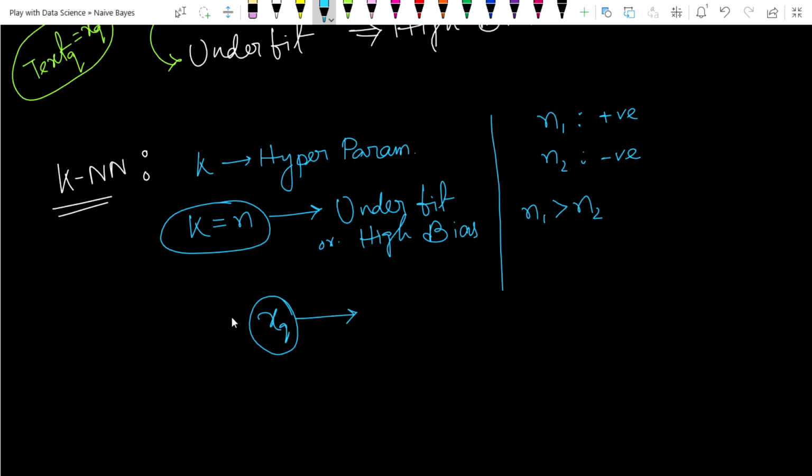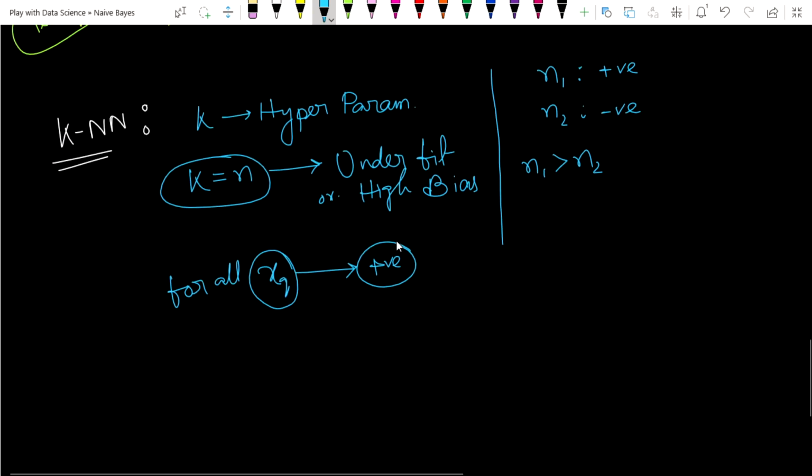For all query points, the classification will be the positive class, because that is the class with the larger number of data points. Here the positive class has more data points than the negative class, so our query class will always be positive. We have seen this in KNN, because of underfitting. The same thing also happens in naive Bayes.